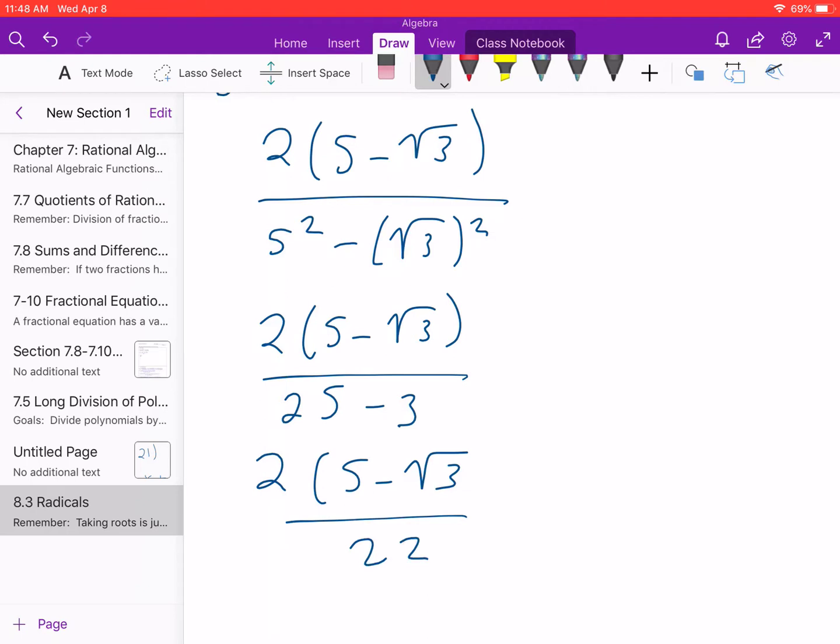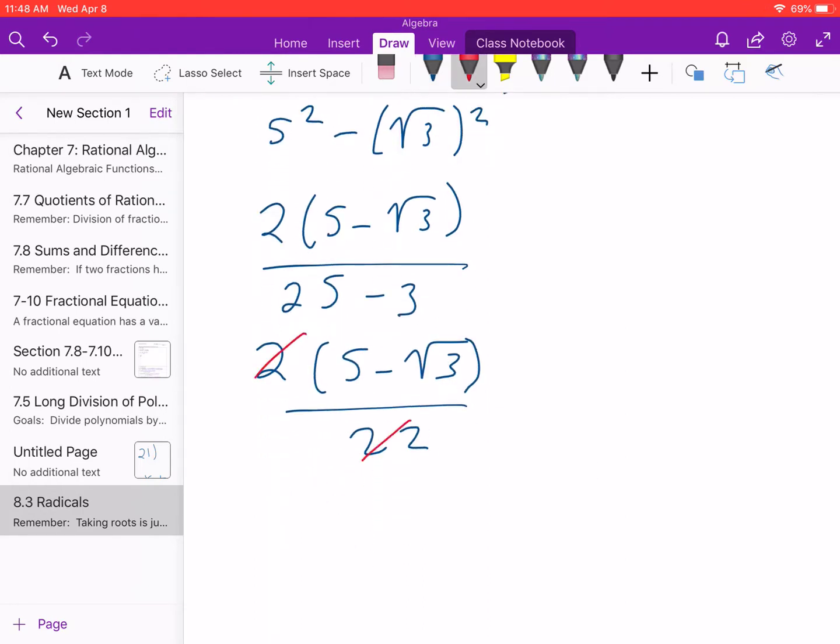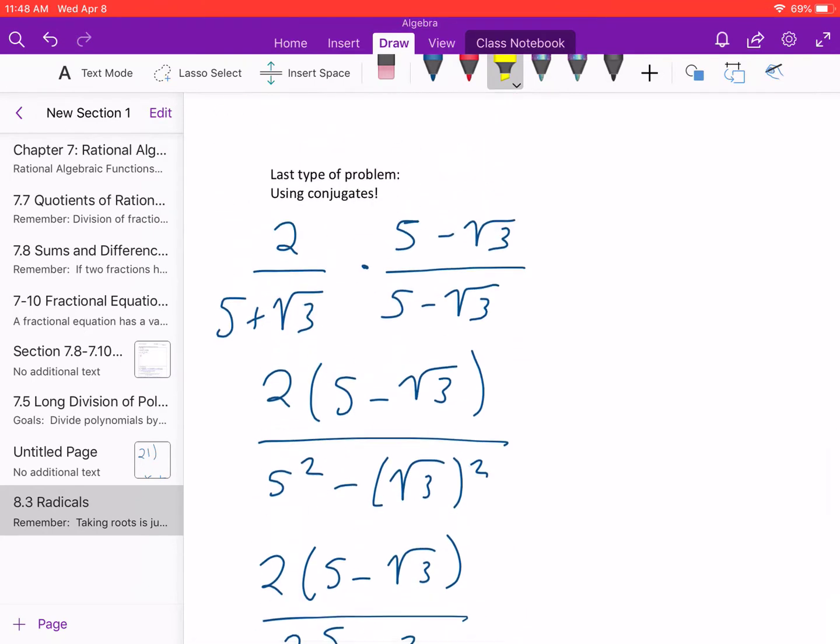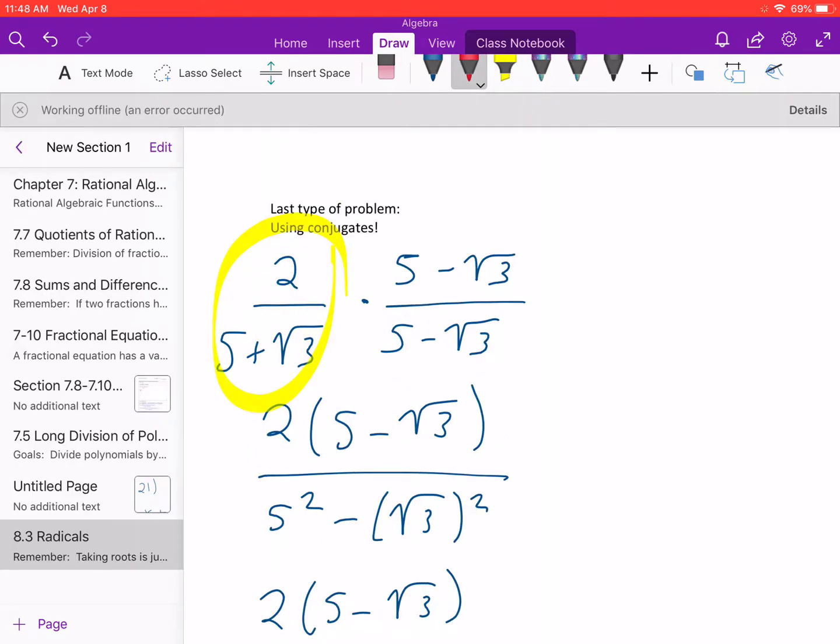22. And when I go ahead, I can simplify this because 2 and 22 share a factor. So 2 goes into 22 eleven times, so 2 goes away and I'm left here with 11. So then my final simplified version of this is 5 minus the radical 3 all over 11. And so this simple arithmetic, when placed into a calculator, 5 minus radical 3 all over 11 is going to give me the same decimal that 2 all over 5 plus the radical 3 gives inside of a calculator. And that decimal is going to be 0.297, and so on.